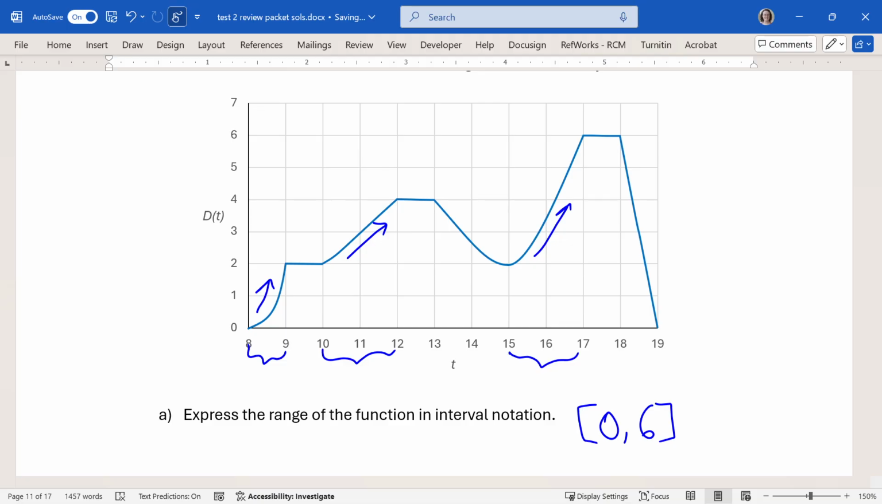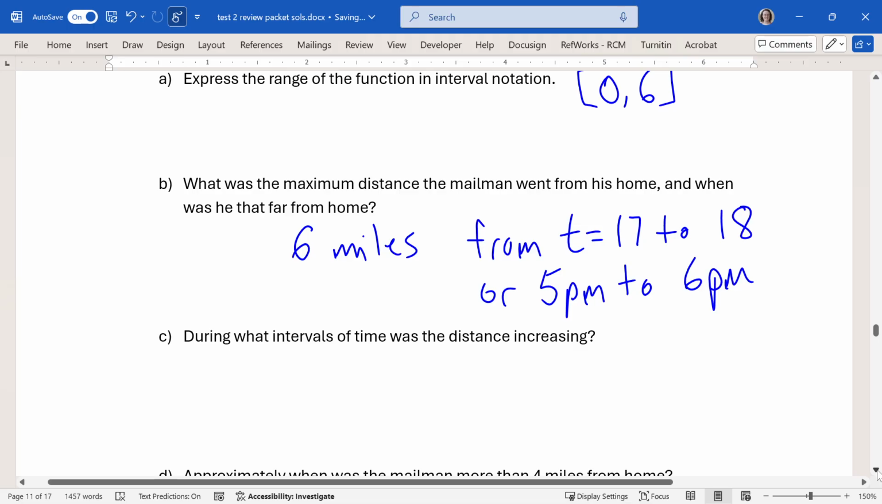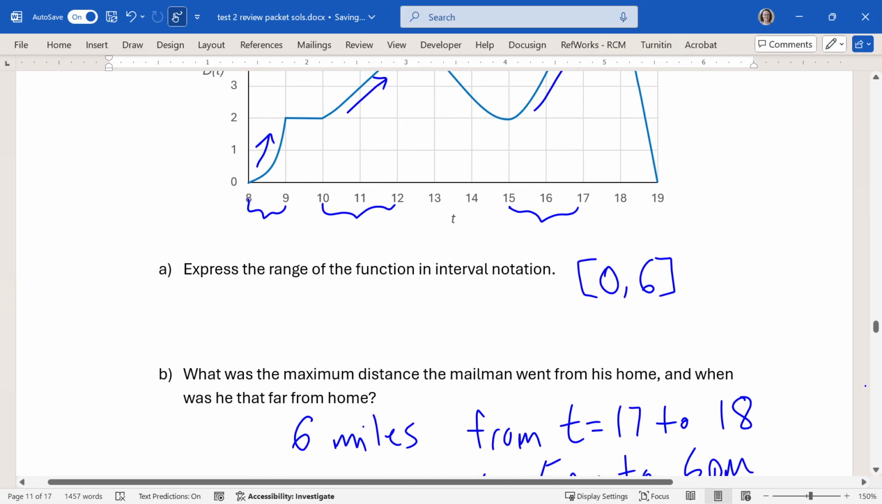And from 15 to 17. And then we do not include the endpoints in those intervals, because right at the beginning or the end, we would say that it's neither increasing nor decreasing. Okay, so it's going to be 8 to 9, 10 to 12, and 15 to 17. We could do that in interval notation like this: 8 to 9, 10 to 12, and then 17 to, was that right? No, what was it? 15 to 17.